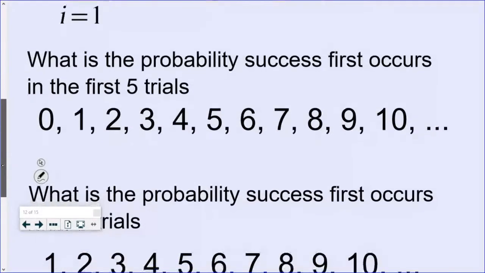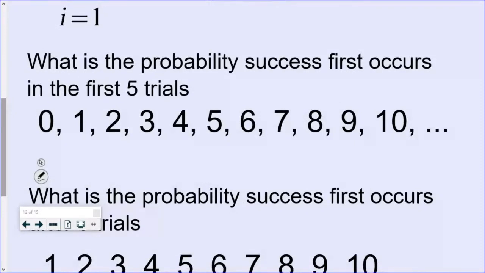When we think about this, and just generally how we solve these, we know we're going to write these numbers on paper. And we put this dot, dot, dot because there's really no fixed number of trials. It could keep going forever. And here I want to know what's the probability of success first occurs in the first 5 trials.